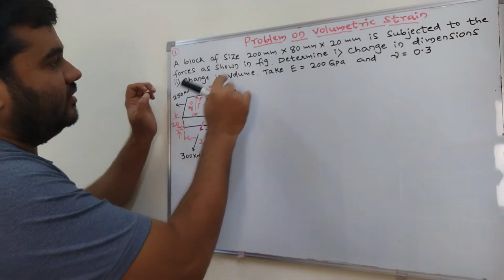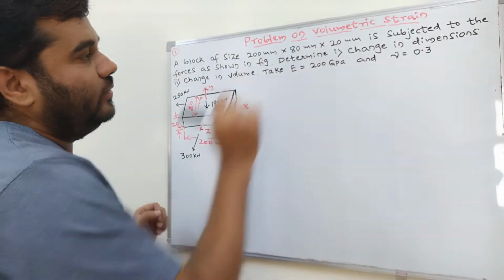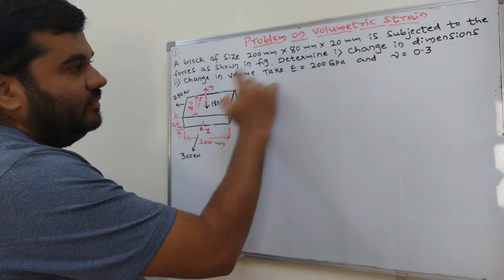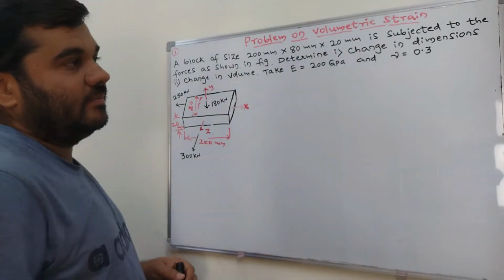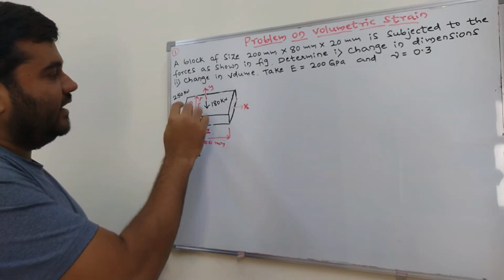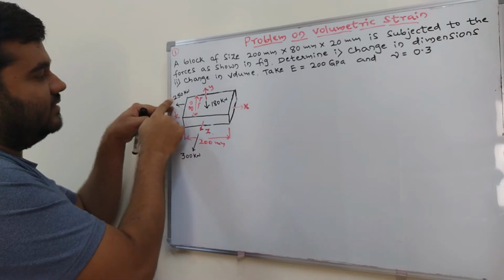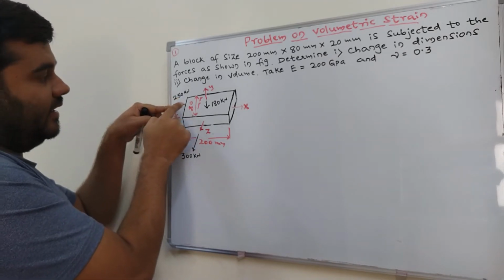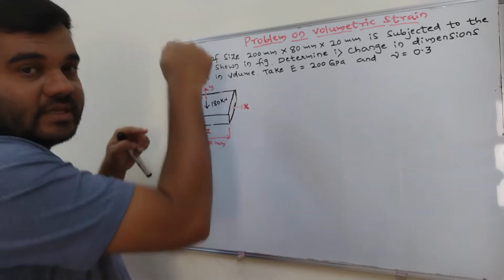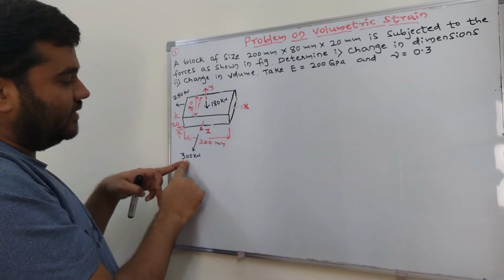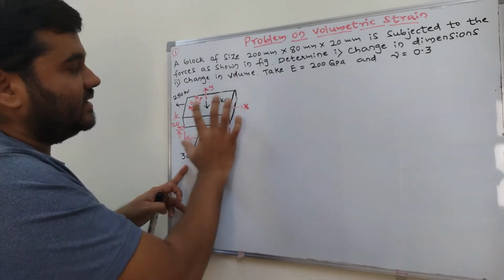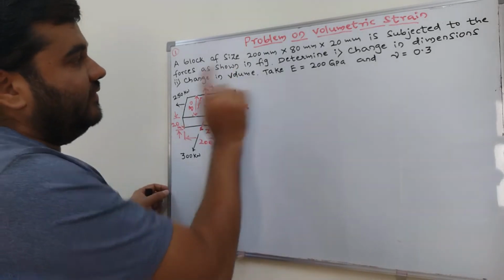A block of size 200 mm into 80 into 20 mm. That is, a block is there, its length is 200 mm, width is 80 mm and the thickness is 20 mm. It is subjected to the forces as shown in figure. It is subjected to the forces in different directions. In x direction it is 250 kilonewton tensile nature. In y direction it is subjected to 180 kilonewton, it is compression. In z direction it is subjected to the force of 300 kilonewton, it is tensile nature. These forces act as shown in figure.